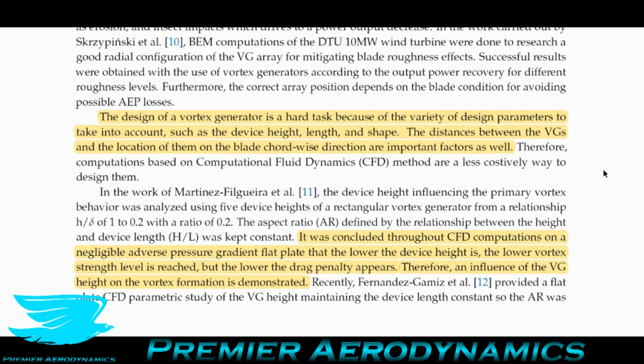The design of a vortex generator is a hard task because of the variety of design parameters, such as the device height, length, and shape. But not only that, you can also have nonlinear vortex generators. You can have curves, you can even have them backwards. Anything that can produce a vortex is technically a vortex generator if you think about it. So you can have any shape you want under the sun, and it will still be a vortex generator. That's why there's so much research on vortex generators.